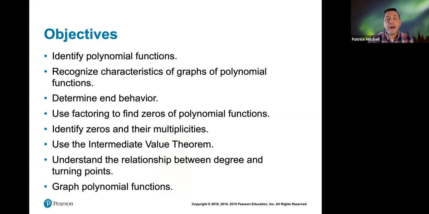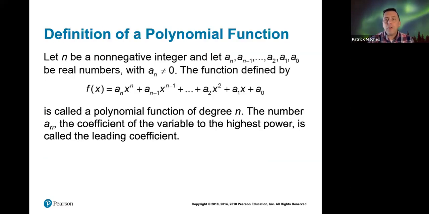We're going to identify polynomial functions, recognize characteristics of graphs of polynomial functions, determine end behavior, use factoring to find zeros of polynomial functions, identify zeros and their multiplicities, use the intermediate value theorem, which you'll hear a lot more about in calculus, understand the relationship between degree and turning points, and finally we'll put all that together to graph polynomial functions. All right, so don't be scared by what you see here.